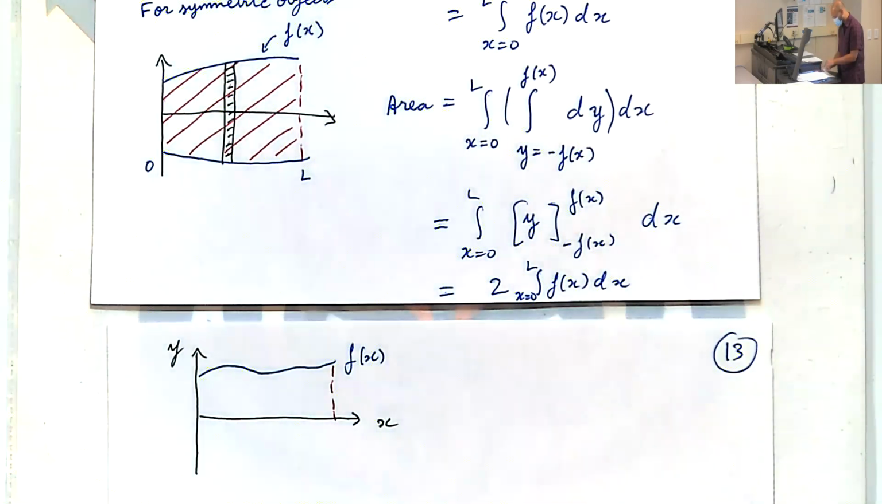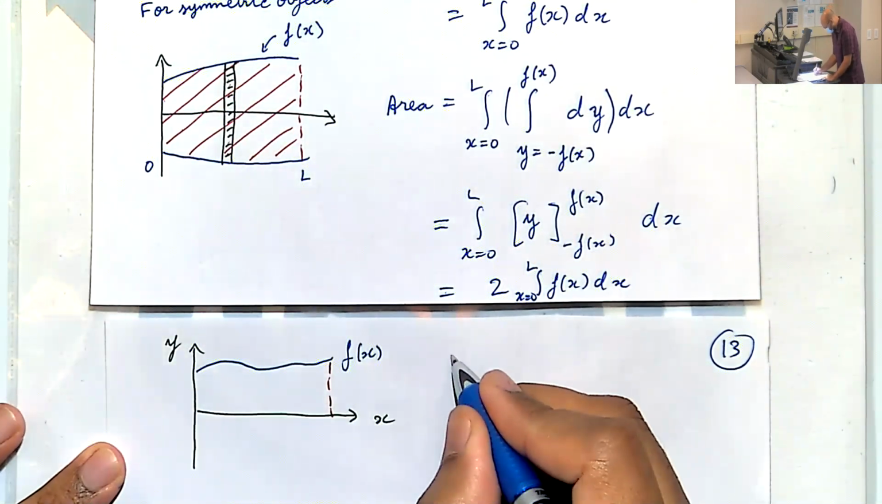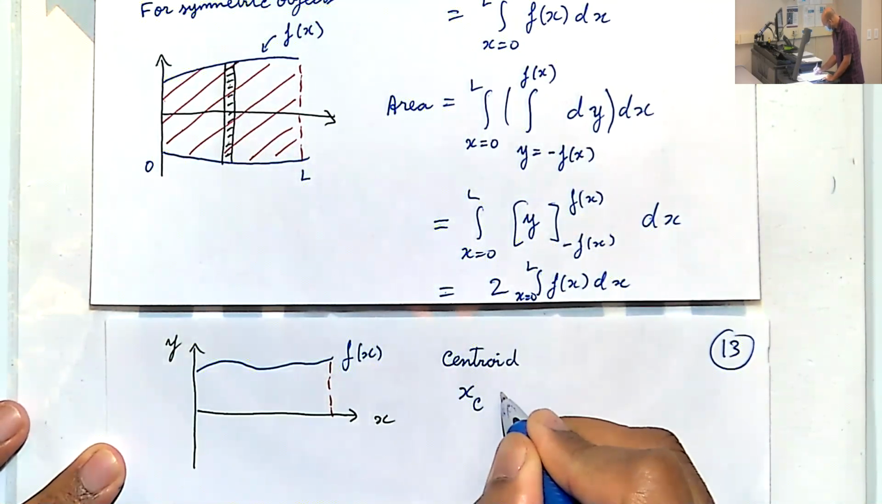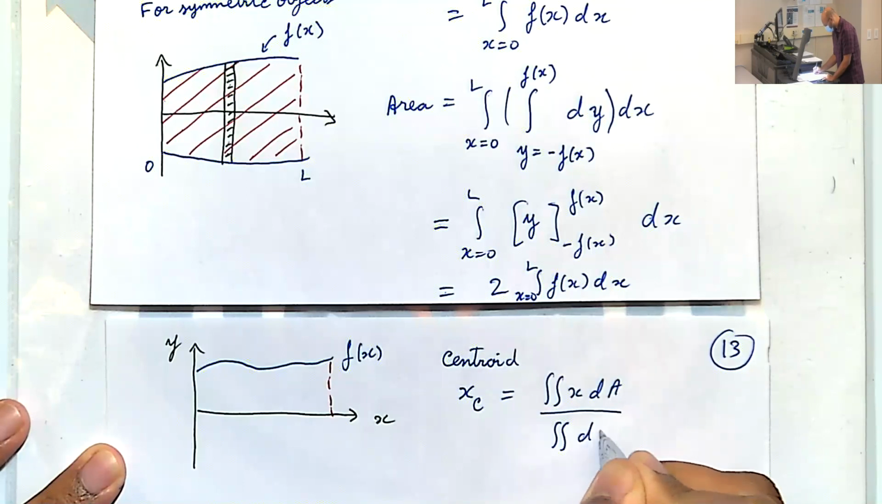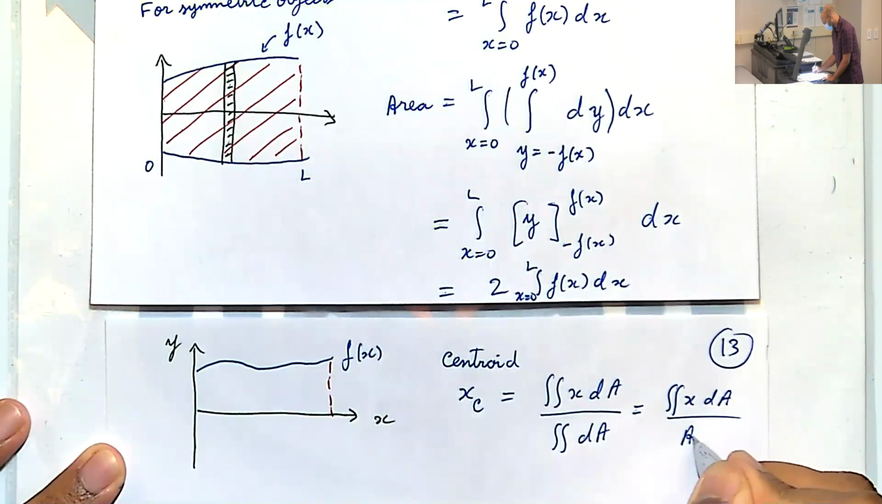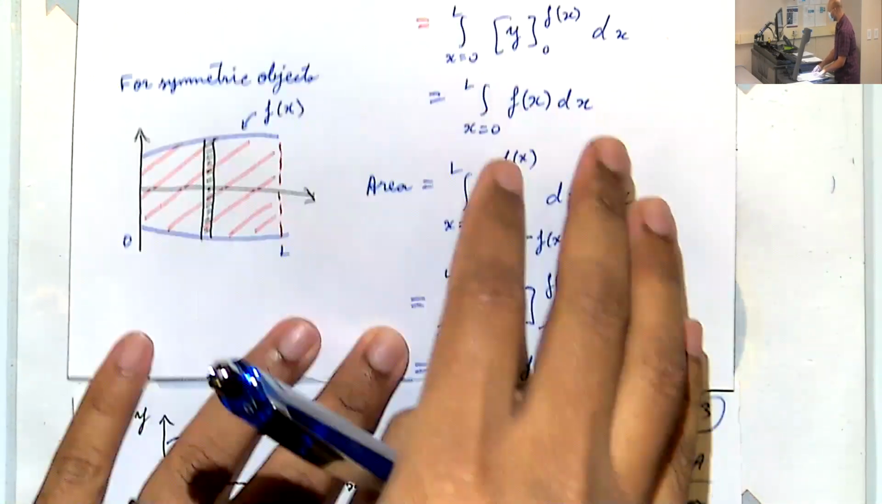Remember, the centroid has 2 coordinates. Since we are dealing with a 2-dimensional object, it will have an x coordinate and a y coordinate. So for the general form of computing a centroid, x centroid is double integral x dA over double integral of dA, which is just double integral x dA over area. Area we already computed. We have that here, so let's leave that out.